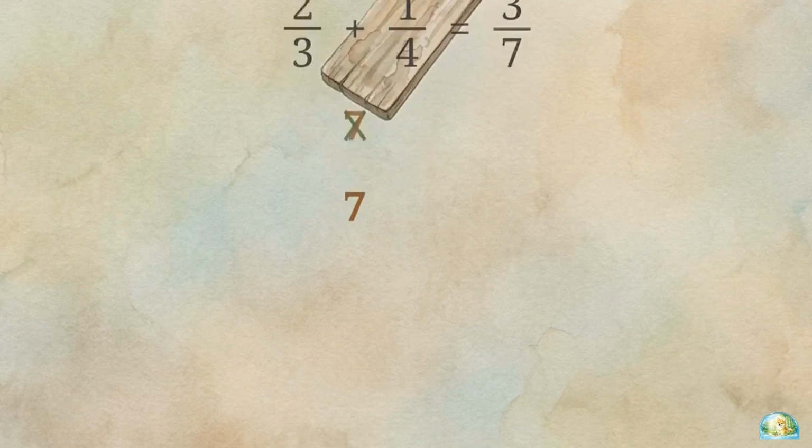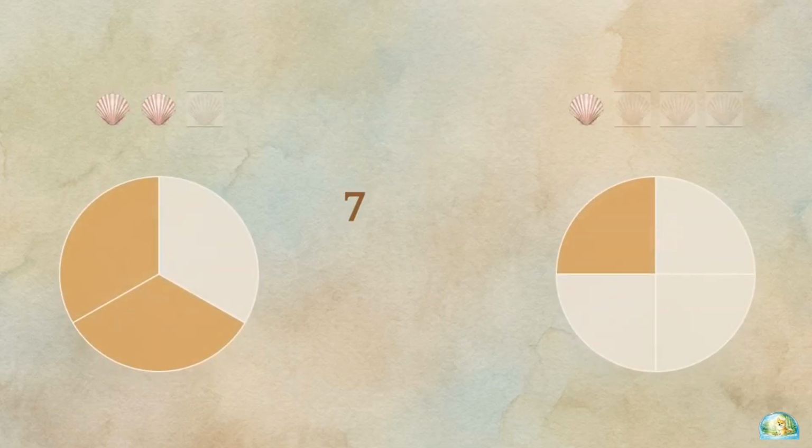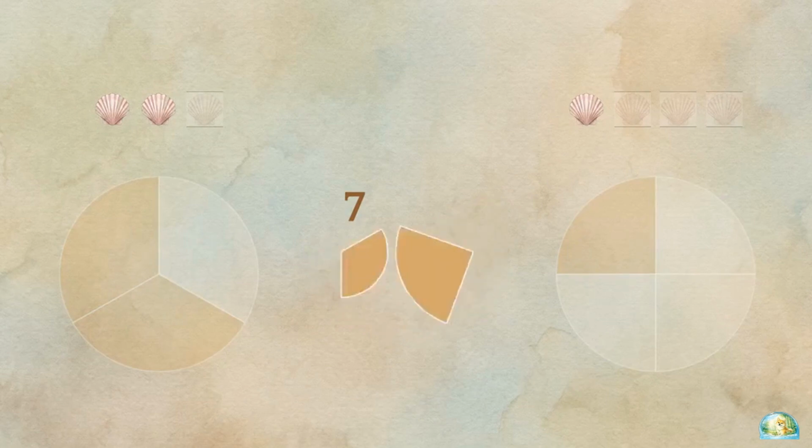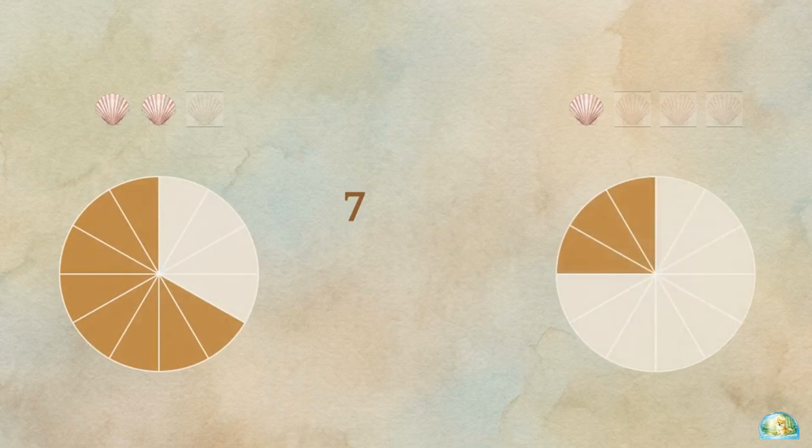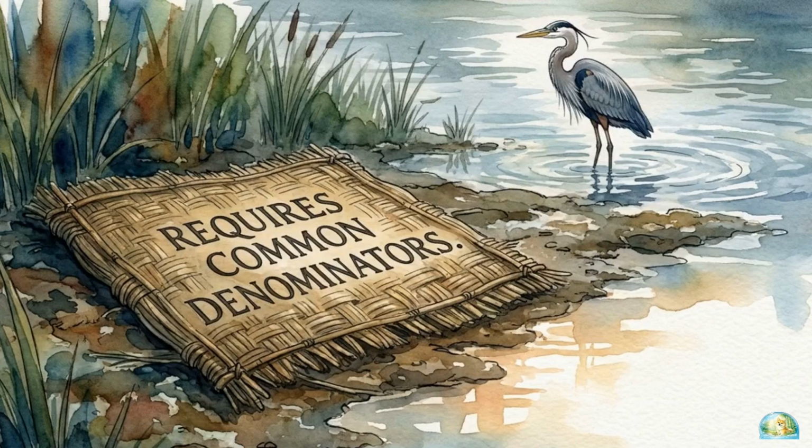The error is in the foundation. The student added the denominators directly together. Looking at the shells, we can see that thirds and fourths are different-sized parts. They cannot be combined as if they were the same. We must rename the fractions with a common denominator before we can find the total. A viable critique explains that the parts are different sizes and the fractions must be rewritten first.